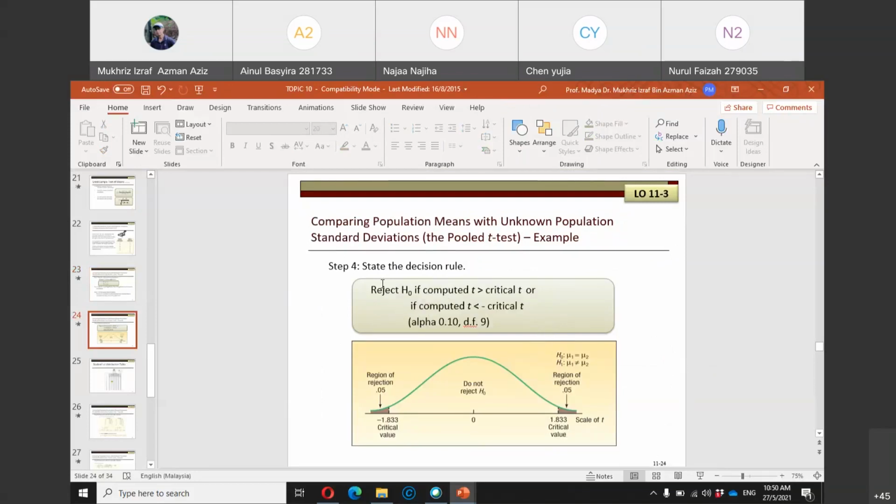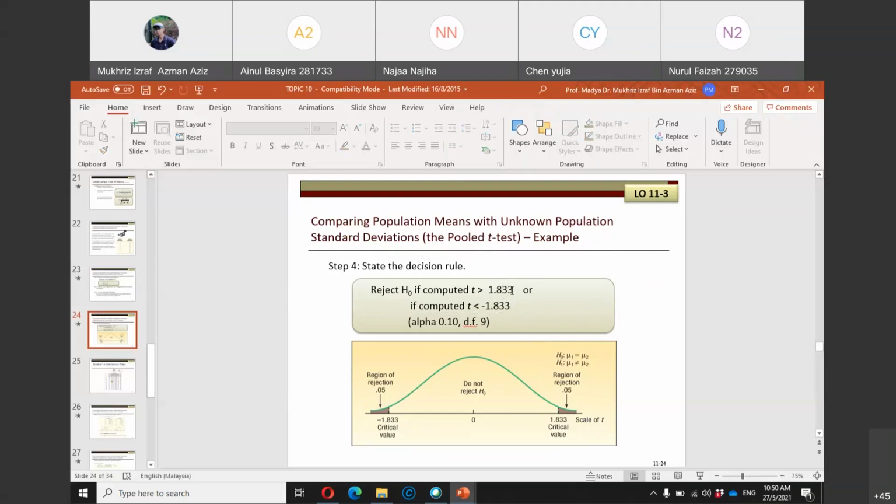Here again, because you are doing a two-tail test, there will be 2 critical values. One is the positive value, and the second one will be the negative value. So as usual, you need to plug in the positive value, here 1.833, and here negative 1.833.